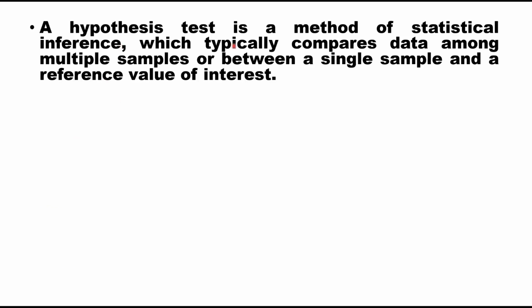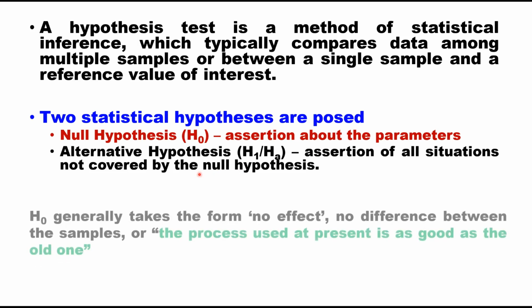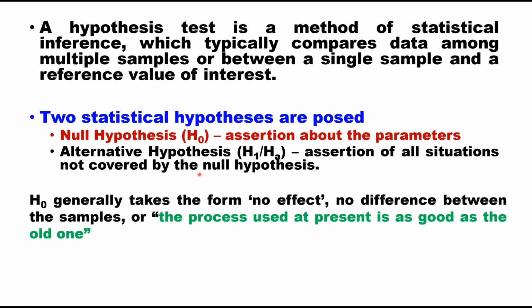So a hypothesis test is a method of statistical inference which typically compares data among multiple samples or between a single sample and a reference value of interest. Now, two statistical hypotheses are posed. One is called null hypothesis, an assertion about the parameters, and it is denoted by H0, and the alternate hypothesis, which is denoted by either H1 or HA. This is the assertion of all situations not covered by the null hypothesis. H0 generally takes the form no effect, no difference between the samples, or the process used at present is as good as the old one.